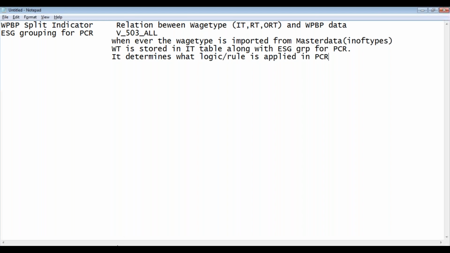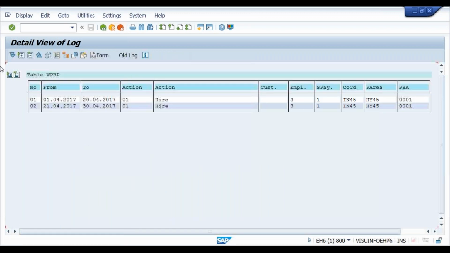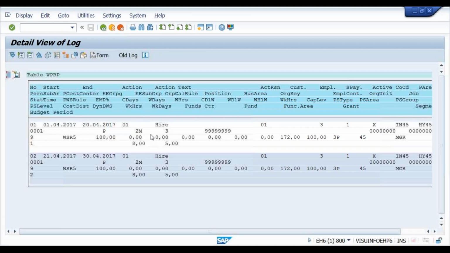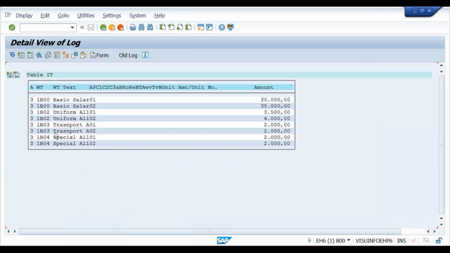Let me show you. This employee is a salaried employee, and this is the employee subgroup grouping for PCR, you can see it here. What is this? This is 3, right? Which is why whenever the waste type is imported to the IT table, it is imported with its employee subgroup grouping for PCR. If it is a salaried employee, it is 3. If it is an hourly employee, it is 1.